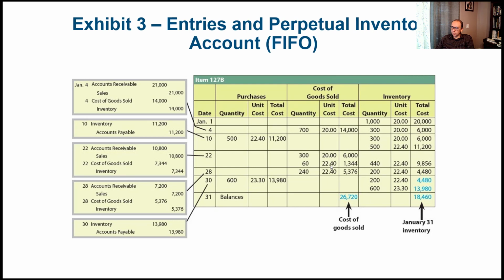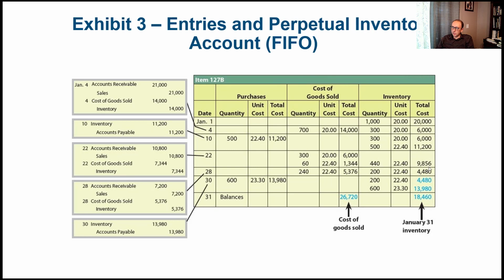So 60 at 22.40. And that would leave us with an inventory balance of 440. If you do the math here, 300 multiplied by 20, that's 6,000. And 60 multiplied by 22.40, that's 1,344. Add them together, that's 7,344. And the remaining balance is 440 at 22.40.